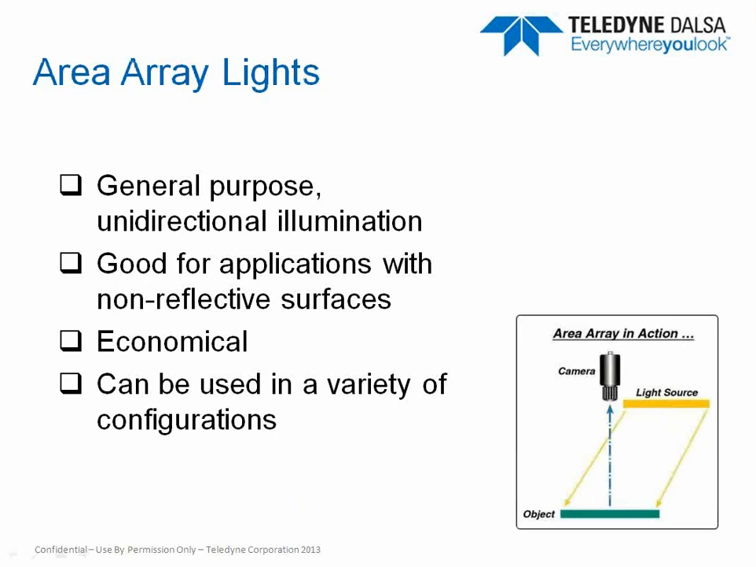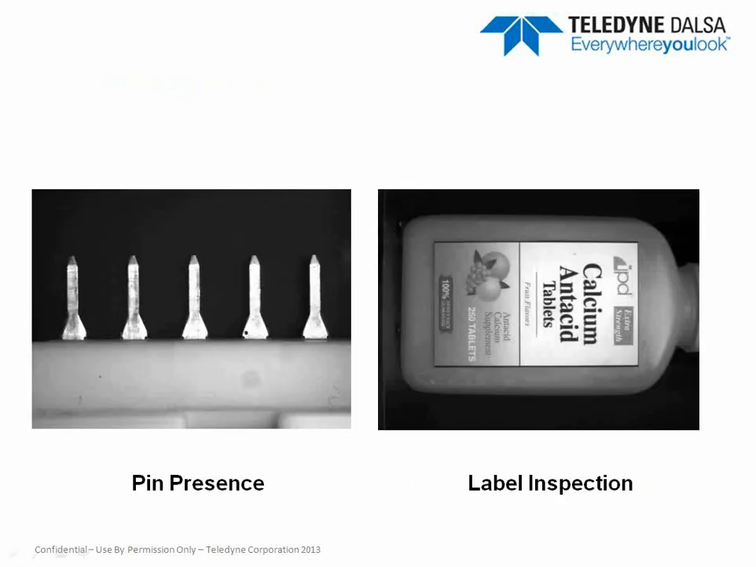Array of lights is just an array of LEDs that you can place on the same side as the camera, and depending on the angle, it determines how much light will reflect back to the camera. It's pretty economical and used in a lot of configurations. If you're doing things like labels, you get a nice flat label and the light's not straight on, so you're not going to have that saturation. With pins, you have the light at a bit of an angle, so some light does reflect back to the camera.